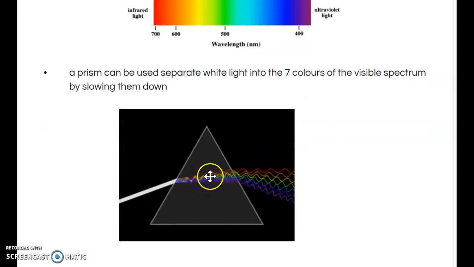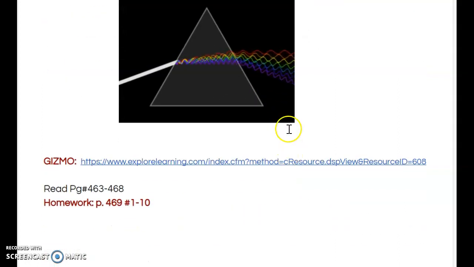Again, white light comes down from the sun and it bounces off, and that's how we see color. Certain mediums interact with the white light in a specific way that causes the light to slow down and allows us to see the specific colors.